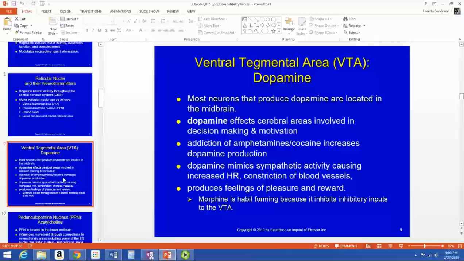So way back in chapter 2 or whatever, I had that link to the mouse party, and it showed the effect of different drugs on the brain. And certain drugs, it shows, increase the amount of dopamine in the brain. A lot of times it gives you a flood of dopamine. So the dopamine mimics sympathetic activity, causing increased heart rate and constriction of blood vessels, and it produces feelings of pleasure and reward. So if there is a drug that produces those feelings of pleasure and reward, that's how people get addicted to it. Morphine is habit forming because it inhibits inhibitory inputs of the ventral tegmental area, which makes the dopamine. So a lot of the addictive drugs have an effect on dopamine because of that feeling of pleasure and reward. So kind of interesting stuff.